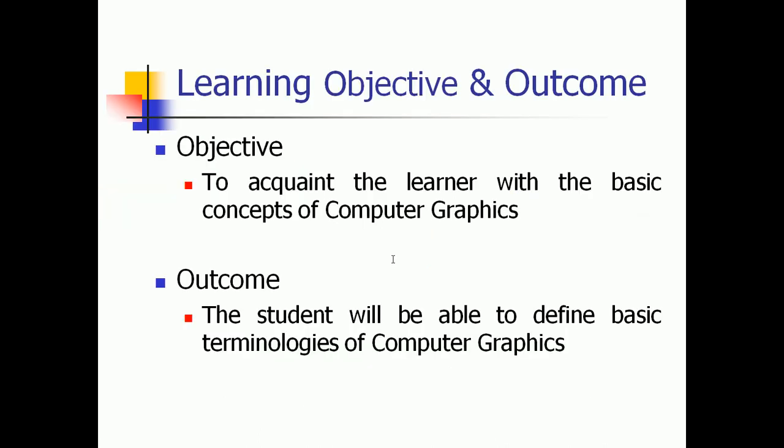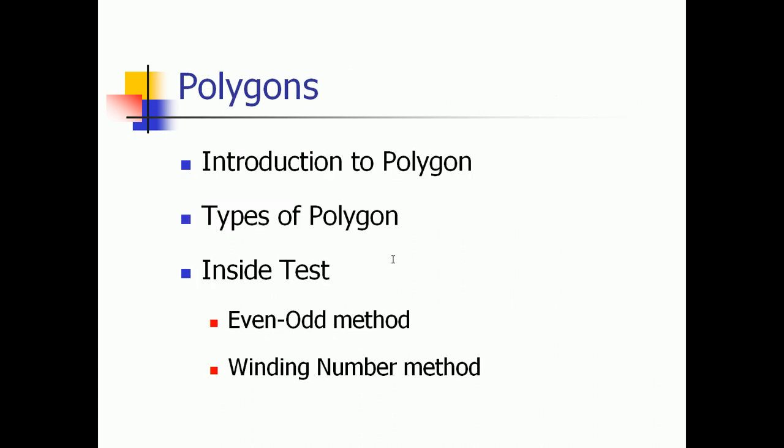Learning objective and outcome of this session. Objective: to acquaint the learner with the basic concepts of computer graphics such as polygon. Outcome: at the end of this session the student will be able to define basic terminologies of computer graphics such as polygon.